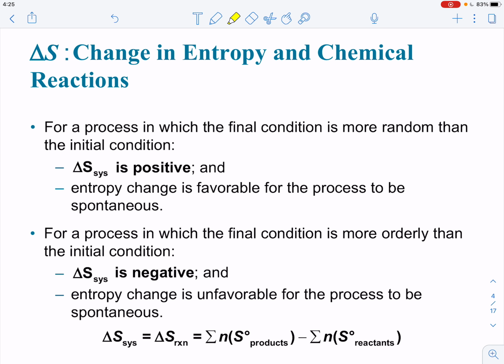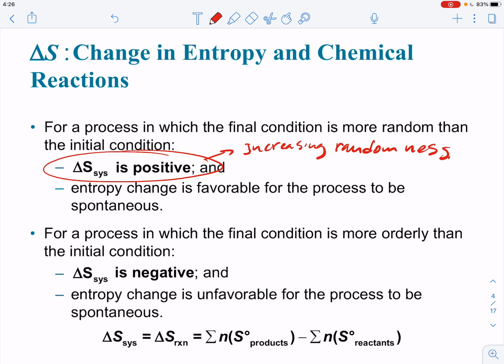So, remember, entropy has to do with randomness. Anything that increases the randomness of any system will be favorable, meaning that it's going to tend to be a spontaneous process. So in this case, if the entropy change is positive, you are increasing randomness.